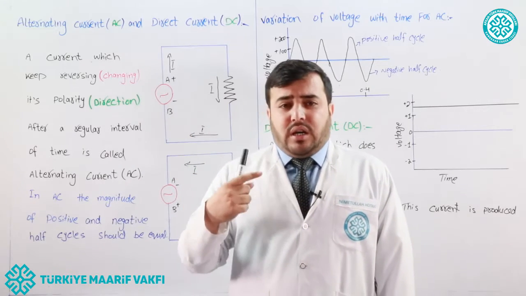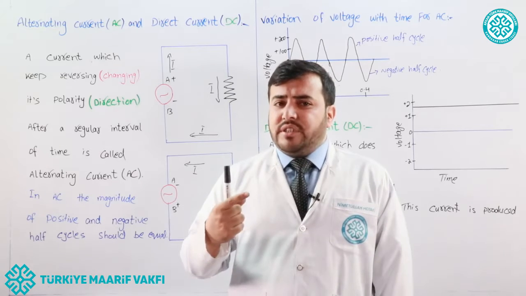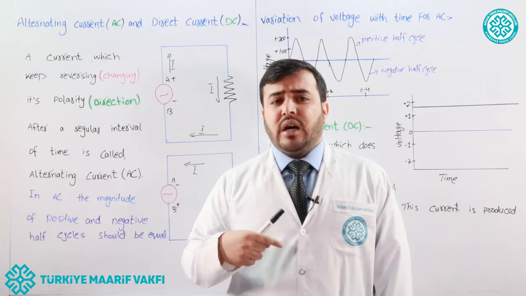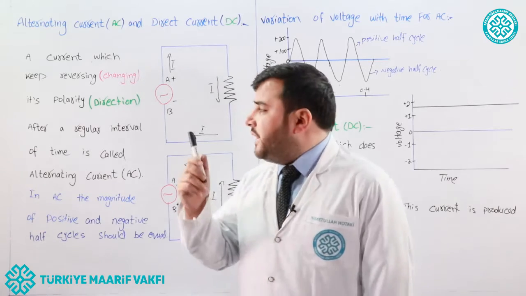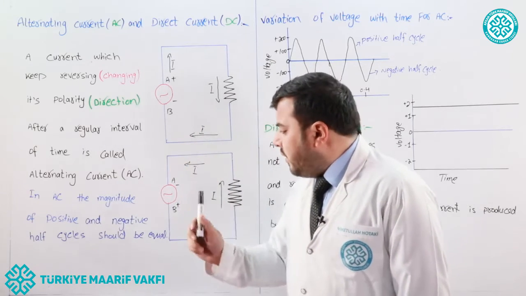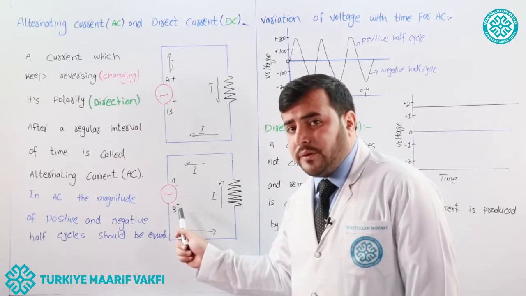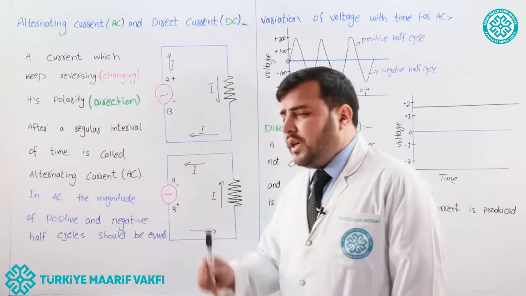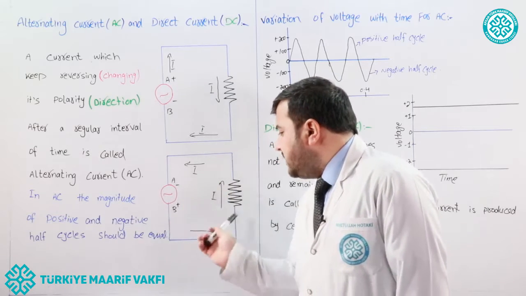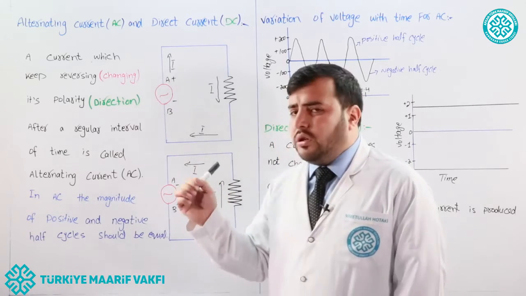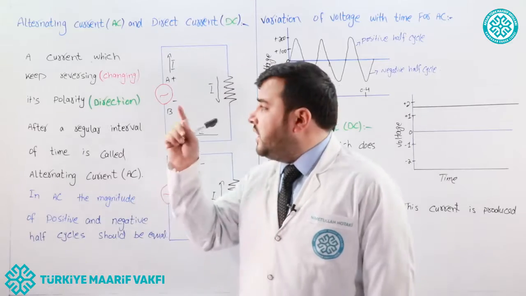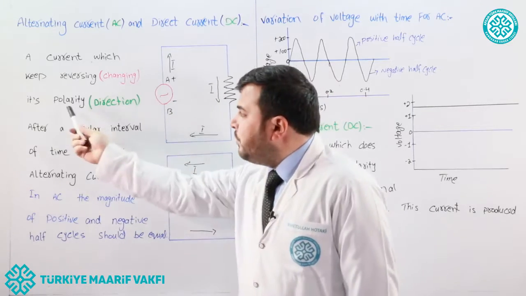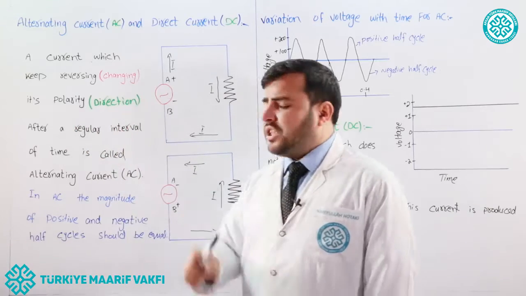Now in AC currents, after a fixed period of time, or you can say after a regular period of time, the current will flow from point B to point A by flowing through the resistor. So as you can see, the current changes or reverses its polarity or direction.